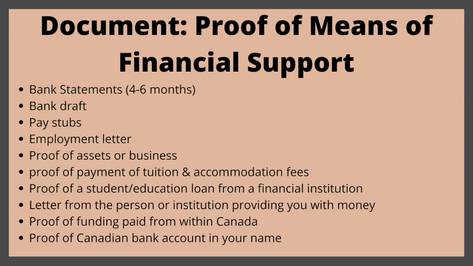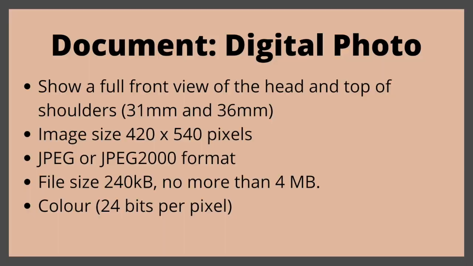tax reports, declarations or statements, proof of a student and education loan from a financial institution, a letter from the person or institution providing you with money, proof of funding paid within Canada, if you have a scholarship or are in a Canadian funded educational program, and the last one is proof of a Canadian bank account in your name if money has been transferred to Canada. So that's for number 3. Okay, let's proceed to number 4, digital photos.